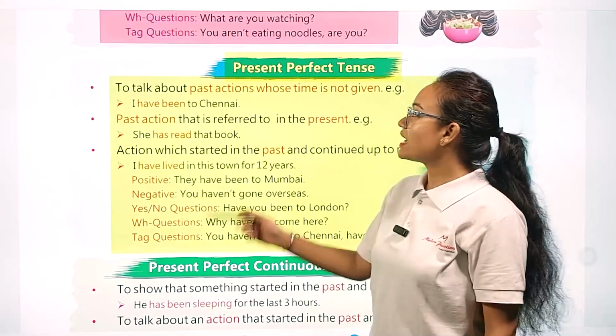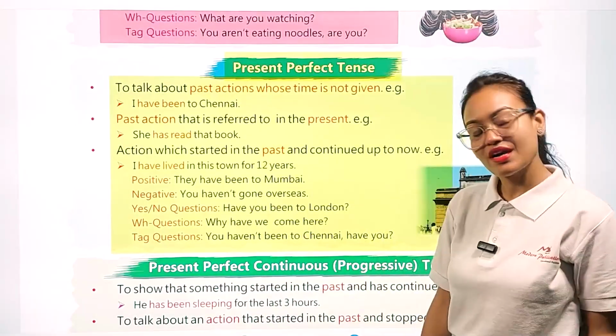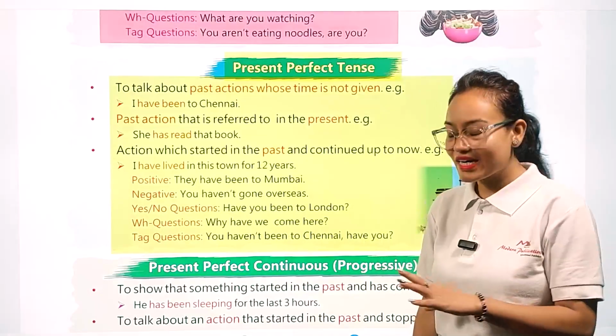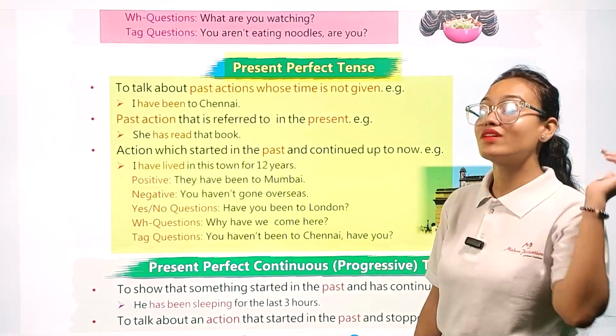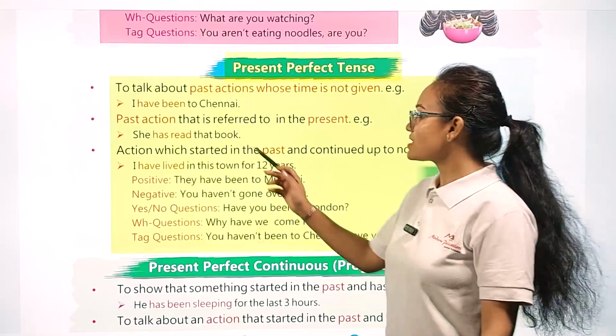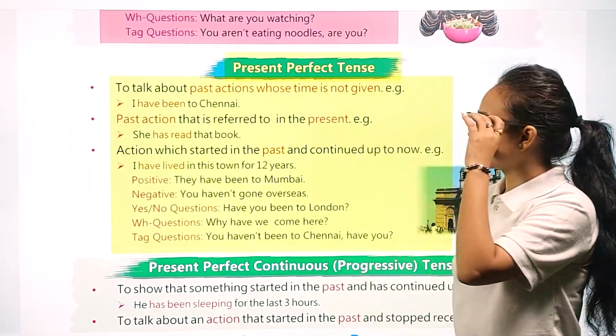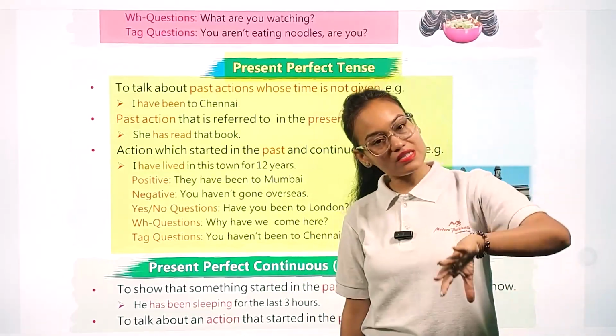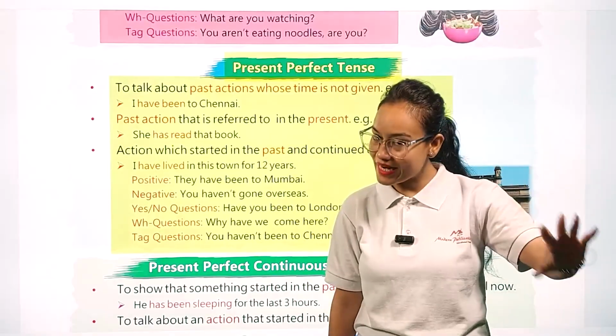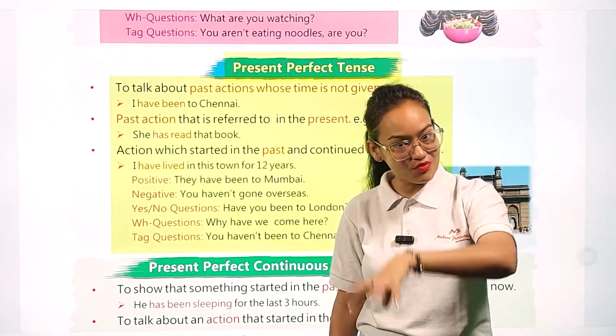Like, I have been in Chennai. I have been in Chennai, but I don't know from what time I have been in Chennai. Past action that is referred to in the present. The past action which is already completed, but that action we are now referring to in the present.